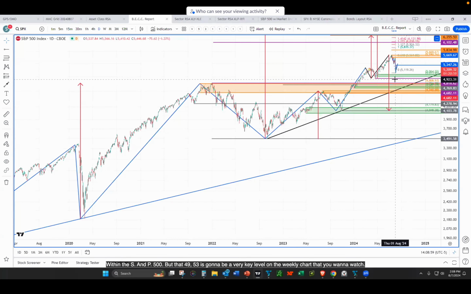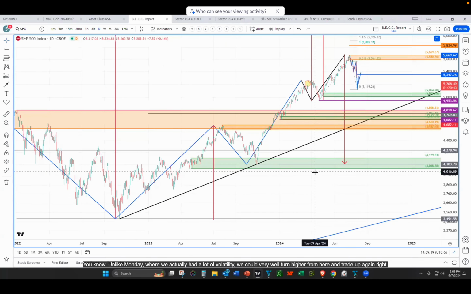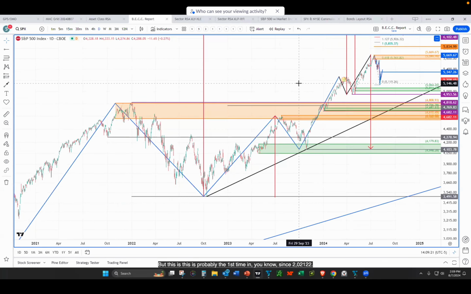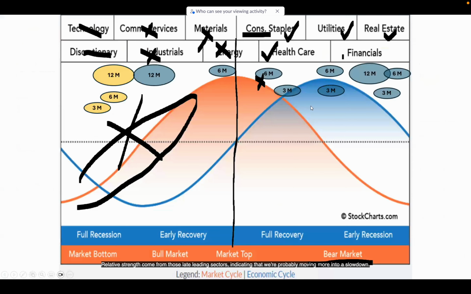But that 49.53 is going to be a very key level on the weekly chart that you want to watch, because it's a weekly swing low. I'm looking for a monthly close below that, which means that, yes, I might have to give up some downward price movement to confirm that. But, unlike Monday, where we actually had a lot of volatility, we could very well turn higher from here and trade up again, right? But this is probably the first time since 2021, 2022 where we've seen relative strength come from those late leading sectors, indicating that we're probably moving more into a slowdown.